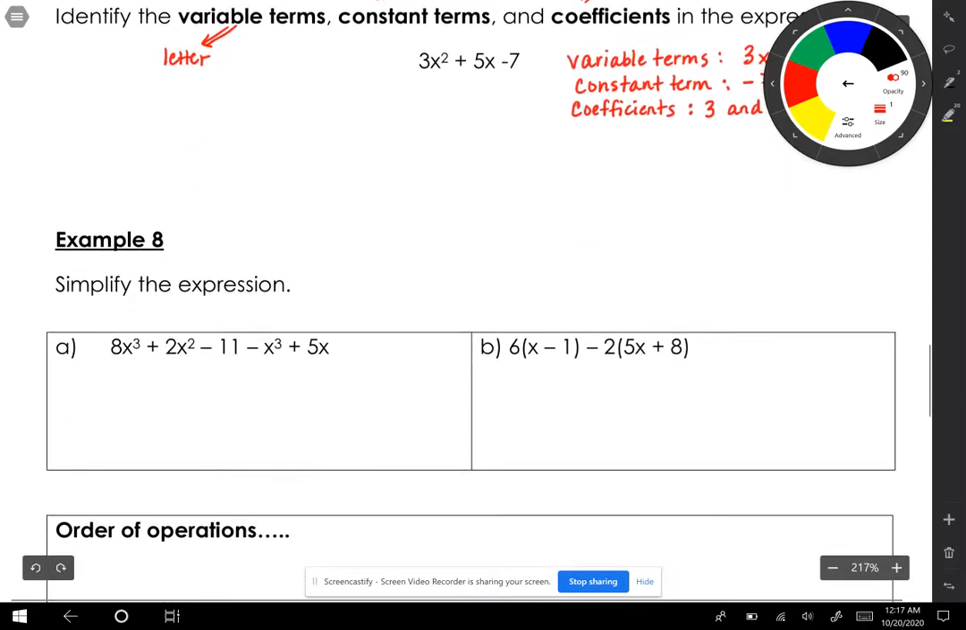Okay, we'll finish off by doing a couple more examples. In example 8, we are going to simplify the expression now that we know what certain things are.